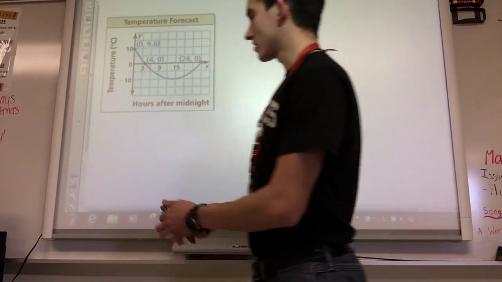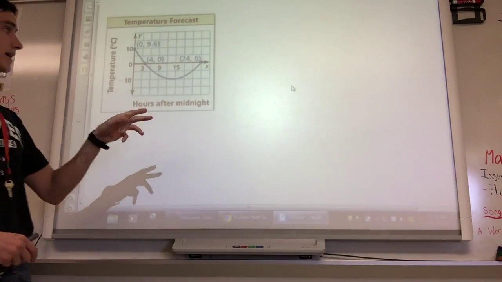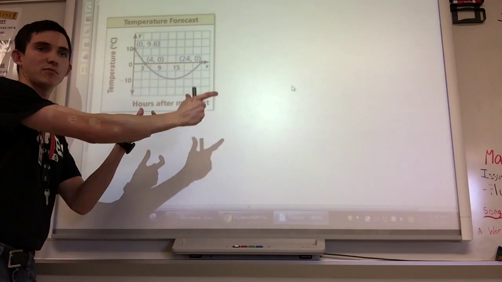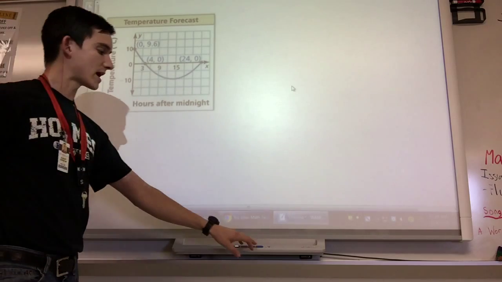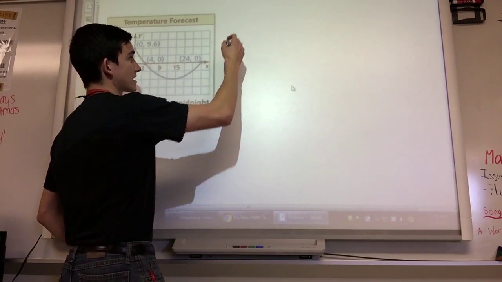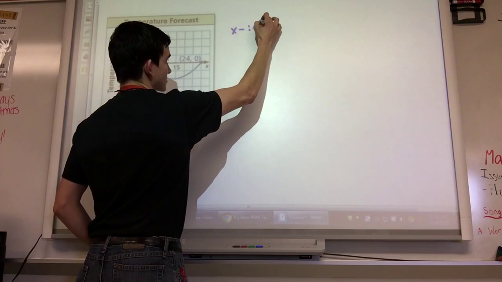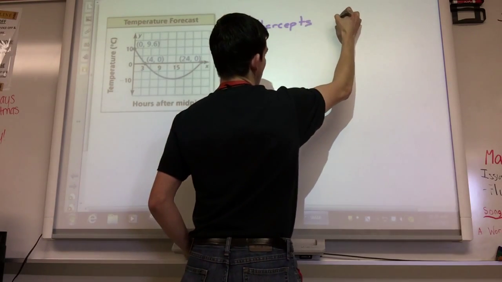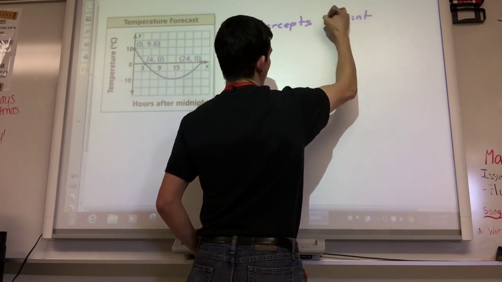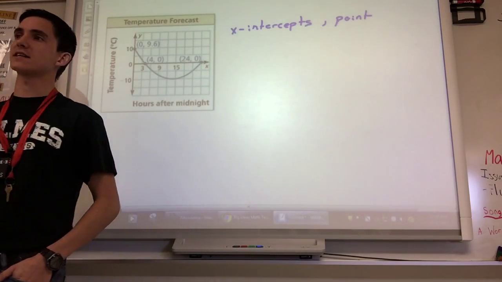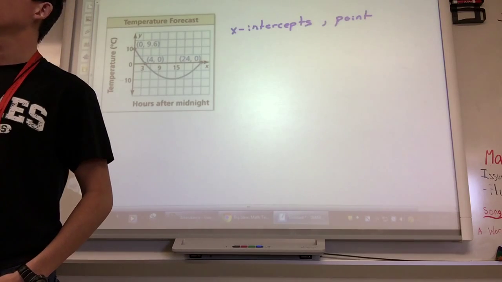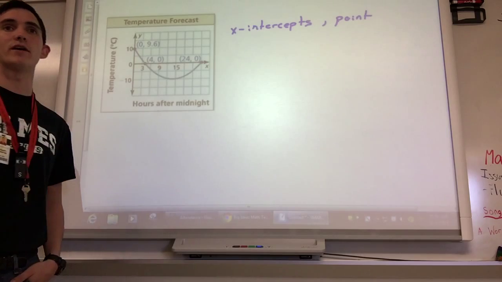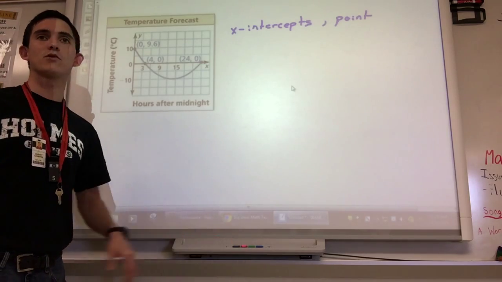Okay, so what you guys just saw a second ago was how to create the equation of a quadratic using just a vertex and a point, right? So what I'm going to show you now is how to create the equation of a quadratic using x-intercepts and a point. Before, when we were using a vertex and a point, we used vertex form of a quadratic, right? Now we're using x-intercepts and a point. So we're going to use intercept form of a quadratic.